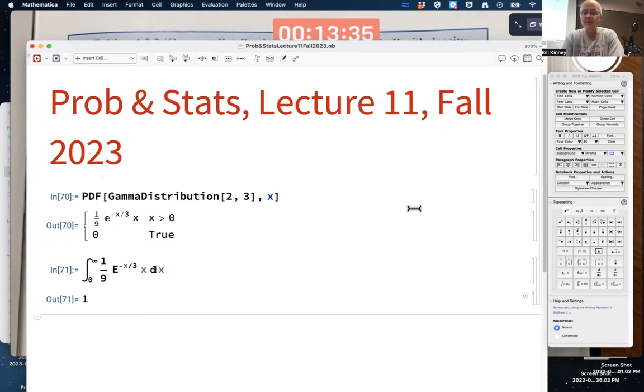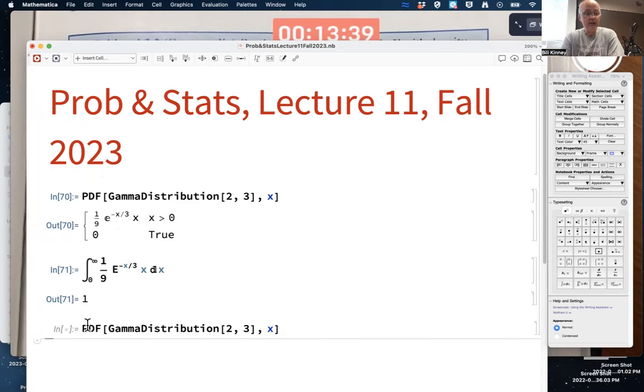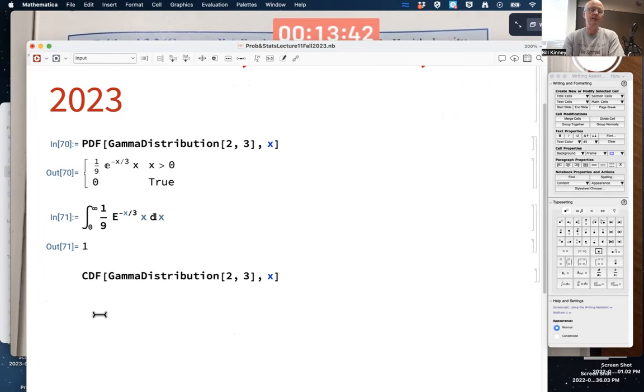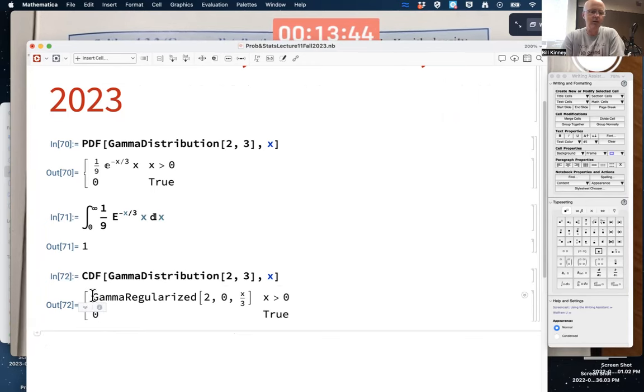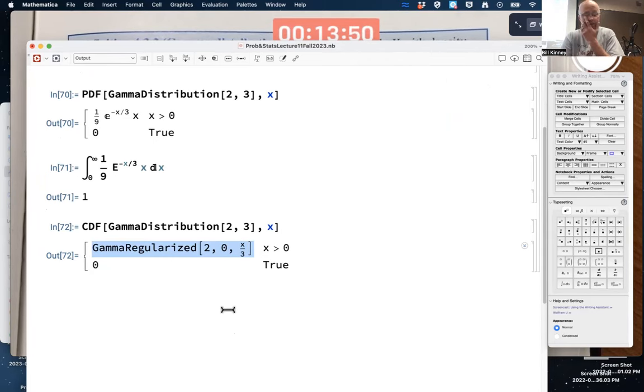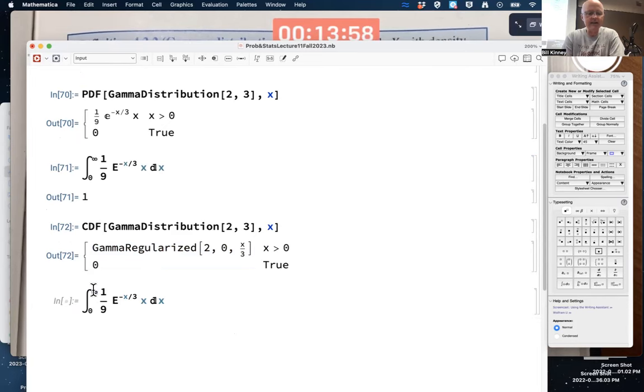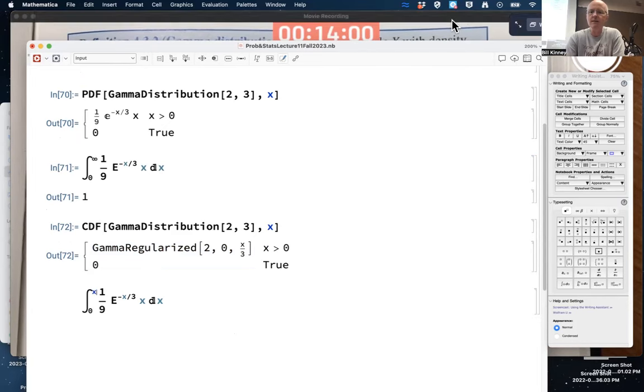What about the CDF? Cumulative distribution function. Just change PDF to CDF. Oh, but that doesn't seem so helpful. Gamma regularized. What in the world is that? Well, maybe I should try it like this instead. Copy and paste the integral. What is the CDF as an integral? It's an integral from 0 to x. Remember that?